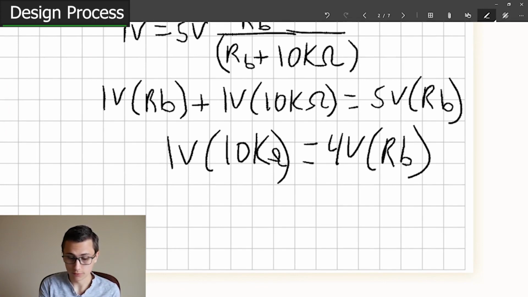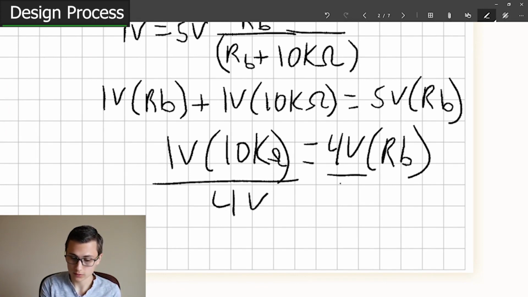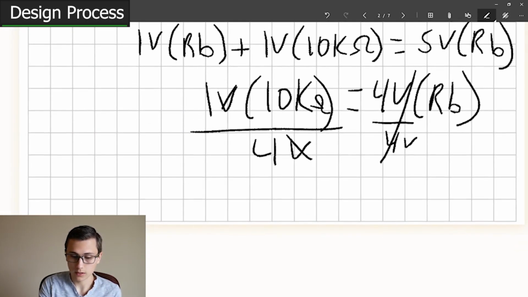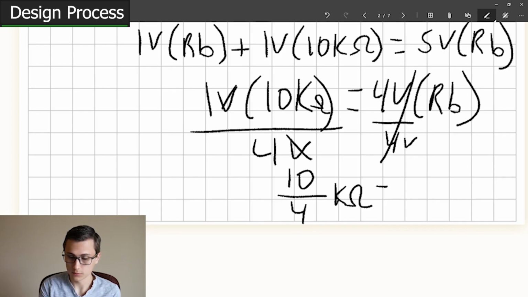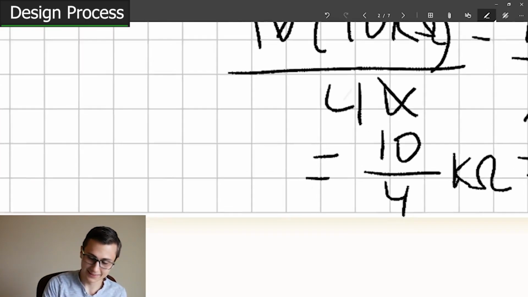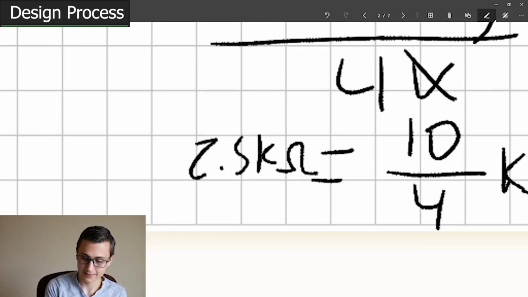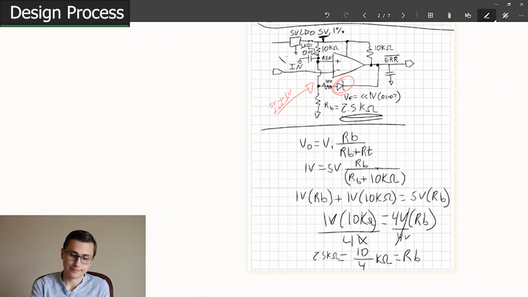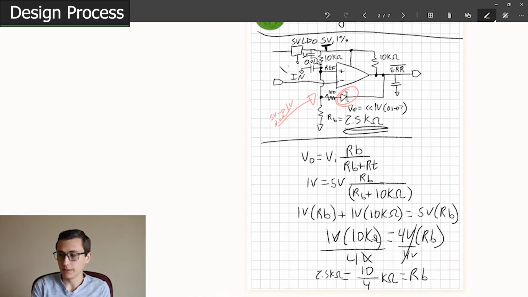Excellent. So we're going to divide both sides by 4 volts. This unit cancels, and we end up with 10 over 4 kilo ohms equals RB. 2.5. Oh my goodness, that should have been way easier. Simple. Easy. All right, so we're going to try to switch gears. I'm going to capture this in LTspice, install a live annotation tool, and we'll see what we can do.